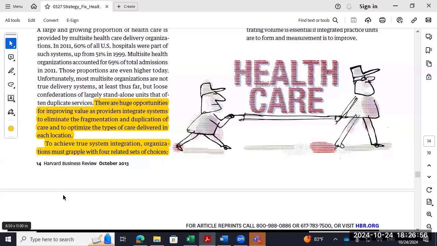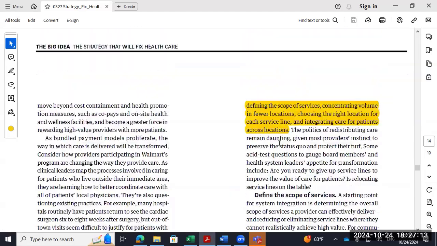So the example I gave you is I need a blood test for 2 different doctors who never talk to each other, where I could just get one. That's a pretty simple one, but why can't they talk to each other? To achieve true system integration, organizations must grapple with 4 related sets of choices: defining the scope of services, concentrating volume in fewer locations, choosing the right location for each service, and integrating care for patients across locations.